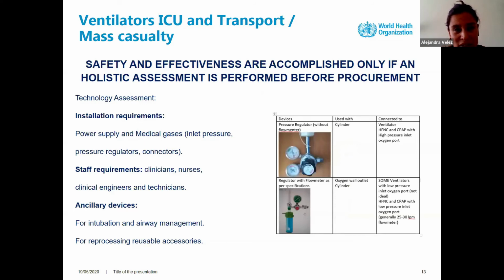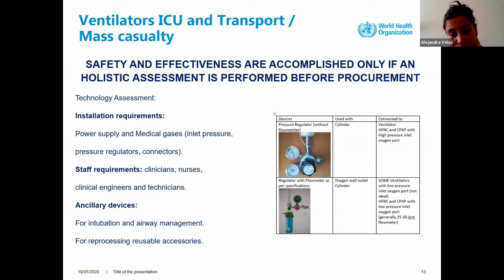So, to summarize, also other aspects that we continuously mention about the holistic assessment of technology. We know that for this kind of equipment, and for many equipment, we need to take into account the installation requirements like power supply, medical gases, that includes the inlet pressure, the regulators, the connectors. I just put a screenshot of different kinds of regulators and flowmeters that need to be used according to the low or high inlet of oxygen and air. Also, we always need to know that in place we will have staff, clinicians, nurses, clinical engineers, and technicians to run the equipment.